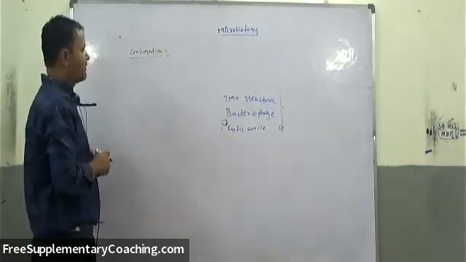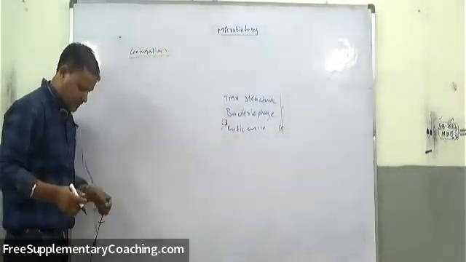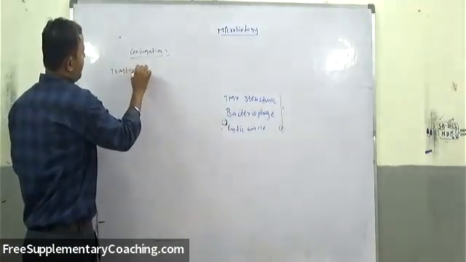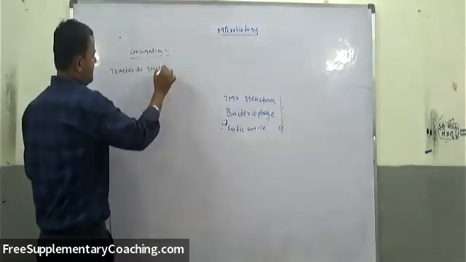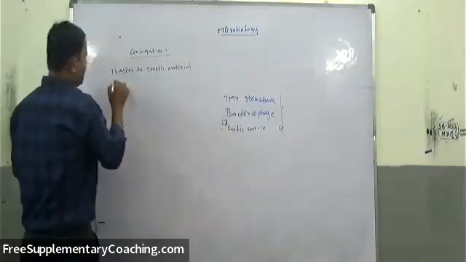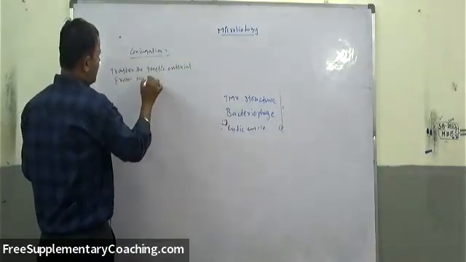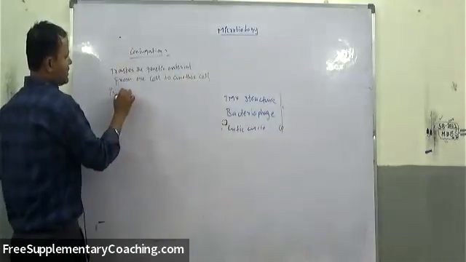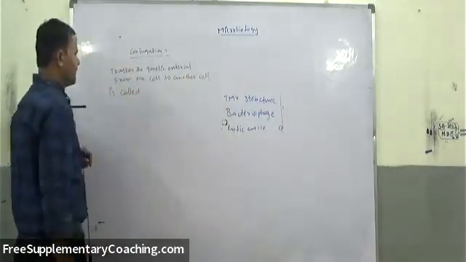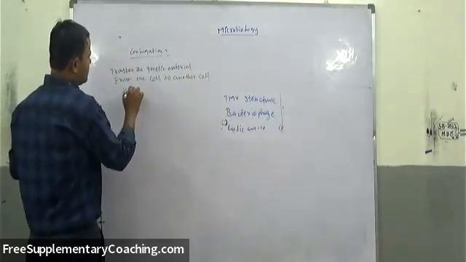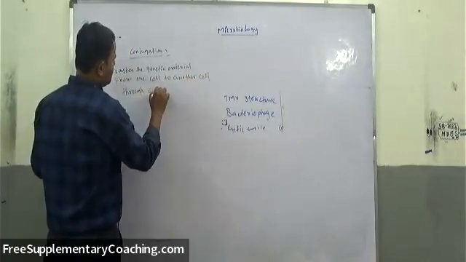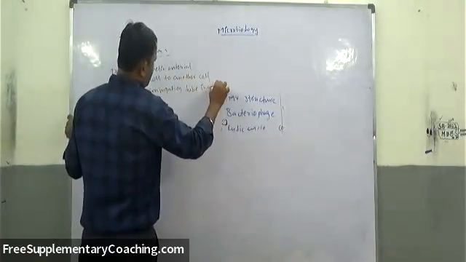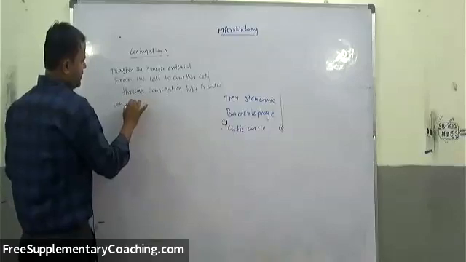Conjugation means transfer of genetic material from one strain to another strain through the conjugation tube. Transfer of the genetic material from one cell to another cell through the conjugation tube is called conjugation.